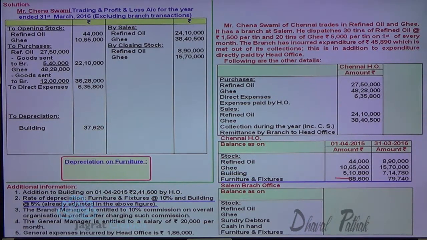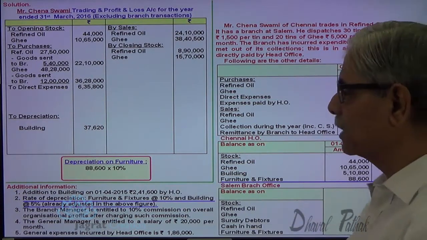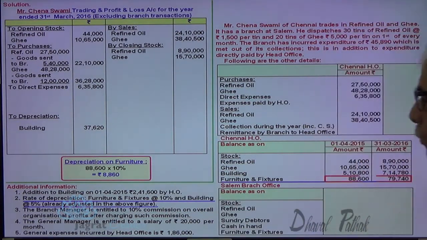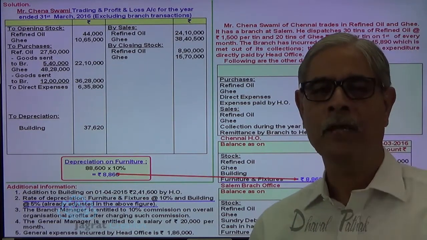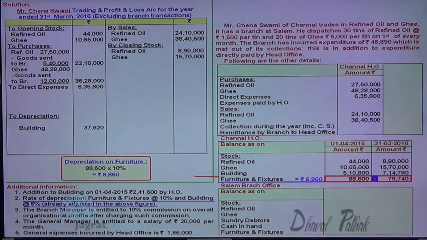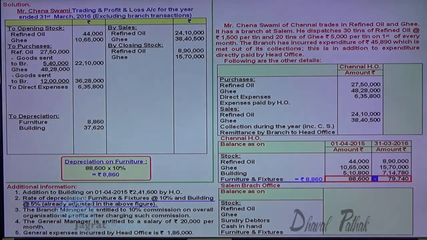Furniture and fixture, opening balance 88,600 into 10% depreciation, 8,860. Now if you work out the difference of opening balance and closing balance, that difference, opening balance minus closing balance, works out to be 8,860. That is exactly the same as what we have calculated at the rate of 10%. So this is how furniture depreciation also will be debited to profit and loss account.